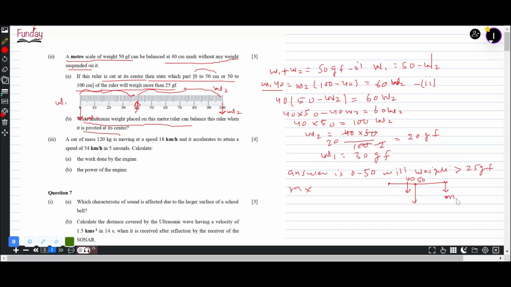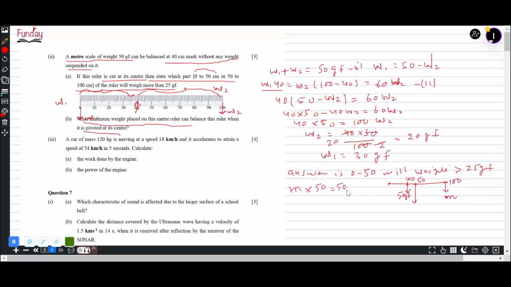Presuming that weight is M. Now you see that M is giving moment of force in clockwise direction, and the original weight of 50 GF, which was balancing at the 40 mark, is giving an anti-clockwise moment. So both the moments should match. Correct? So M is the assumed weight. M is at a distance of 50 to 100, that means 50, and that is equal to 50 gram force.